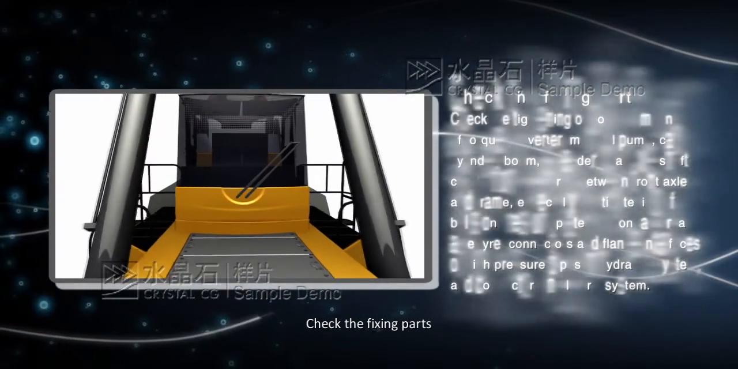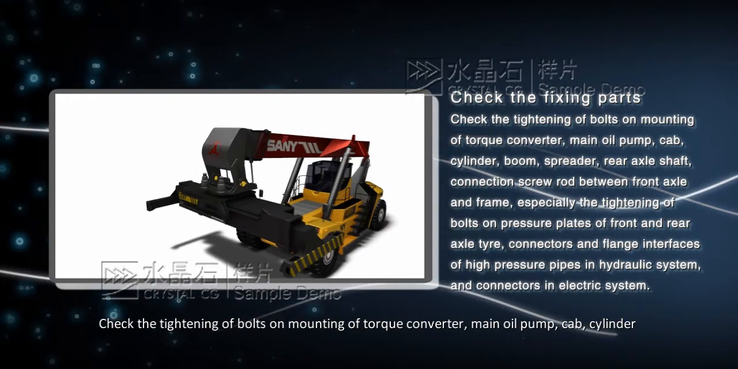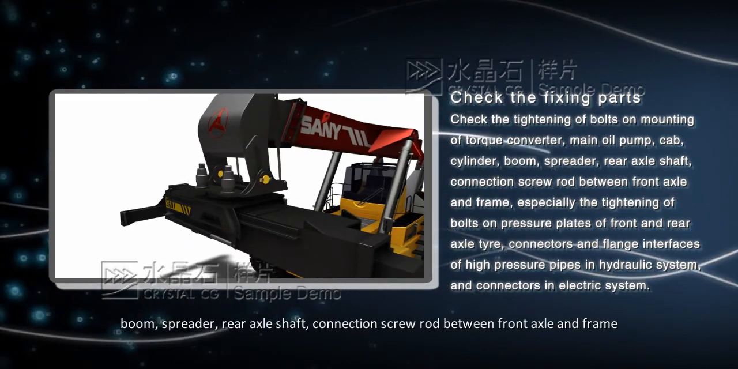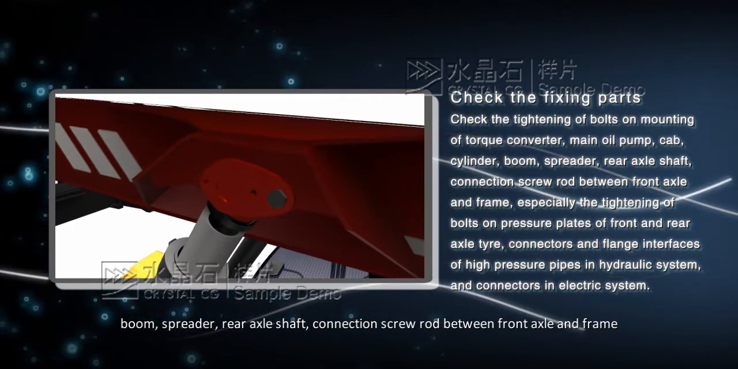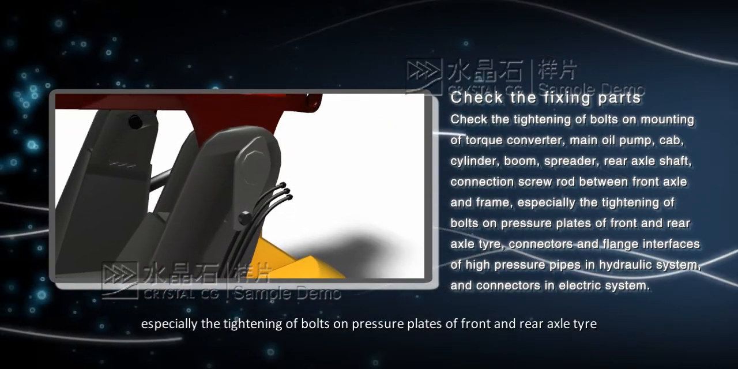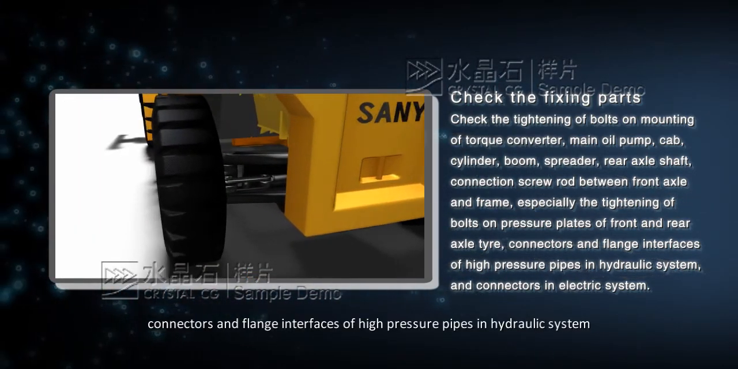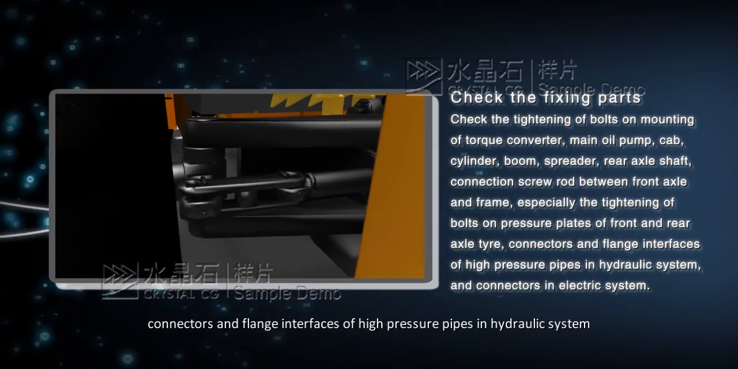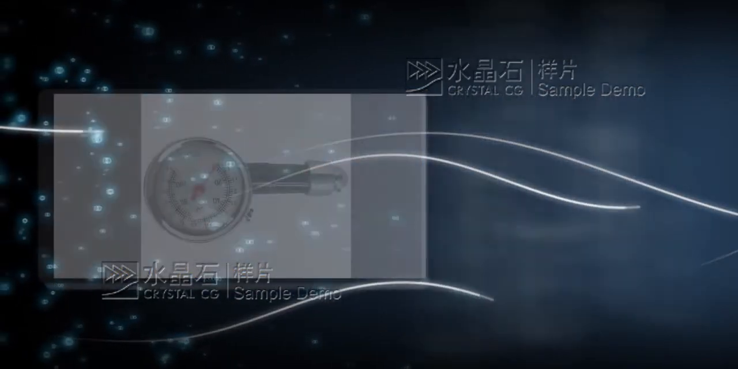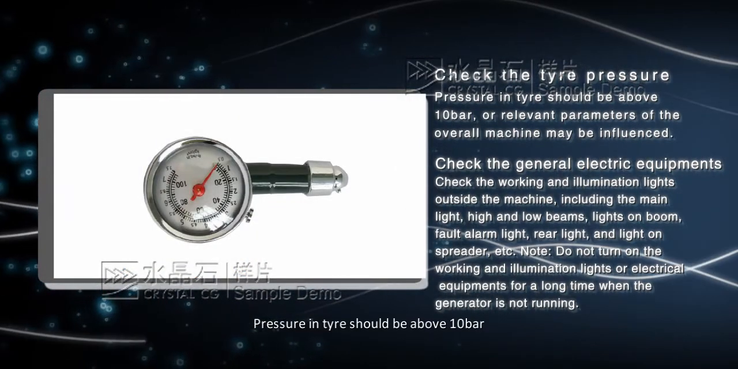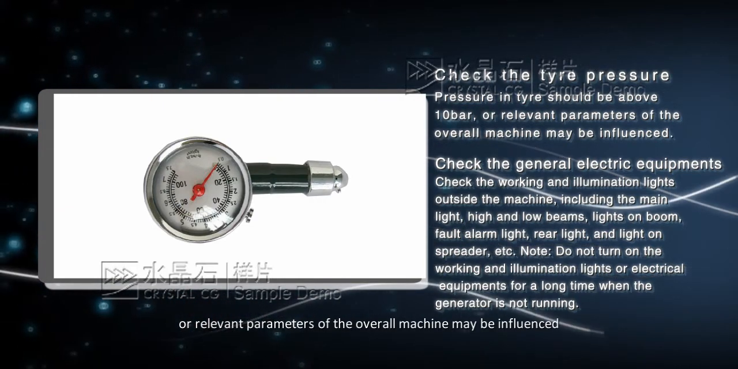Check the fixing parts. Check the tightening of bolts on mounting of torque converter, main oil pump, cab, cylinder, boom, spreader, rear axle shaft, connection screw rod between front axle and frame, especially the tightening of bolts on pressure plates of front and rear axle tire, connectors and flange interfaces of high-pressure pipes in hydraulic system and connectors in electric system. Check the tire pressure. Pressure in tires to be above 10 bar, or relevant parameters of the overall machine may be influenced.